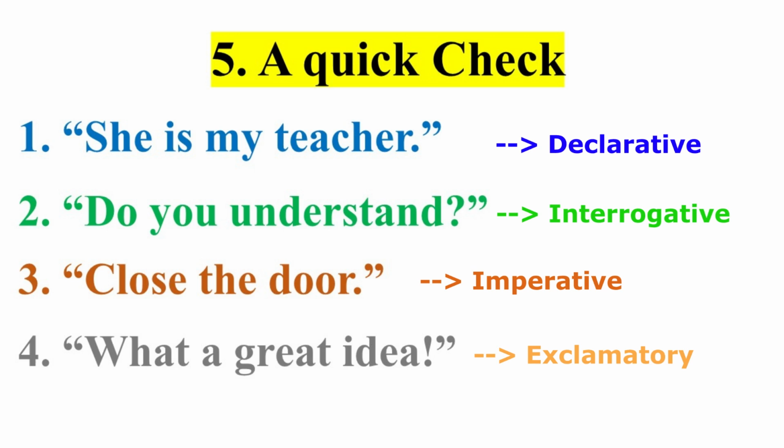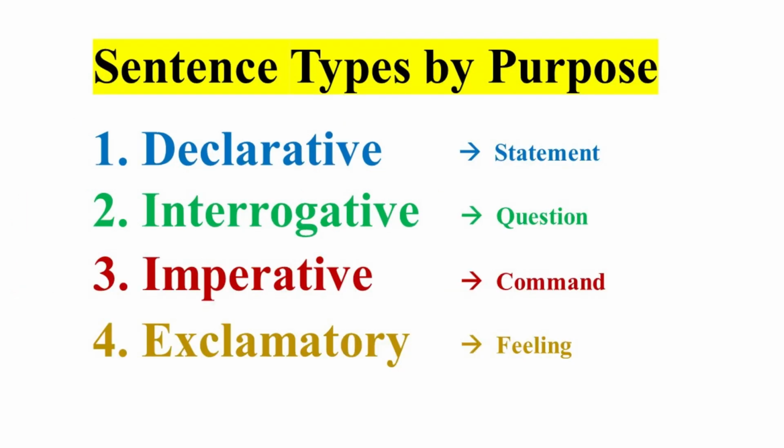Alright, great job everyone. So finally, today we learned about sentence types by purpose. Number 1, declarative is a statement. Interrogative is a question. Imperative is a command. Exclamatory shows feeling. If you understand this well, your English will become much clearer.